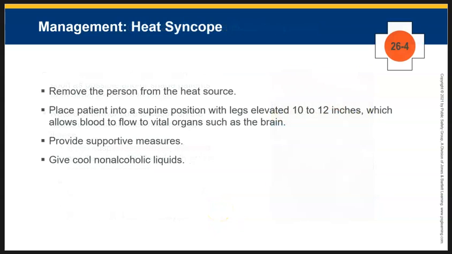So for heat syncope, that is that heat fainting, we can remove the person from the heat source, perhaps indoors or to a shaded location. Make sure that they're in a supine position, elevate the legs slightly, and that's going to return blood to vital organs such as the brain. What caused the heat syncope was they were hypotensive, and so this is going to assist with that. We can provide some supportive measures and possibly a cool drink.